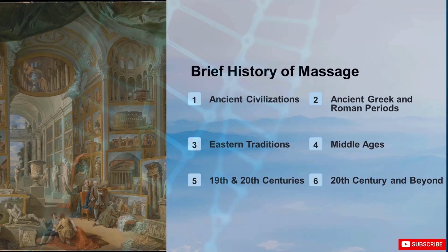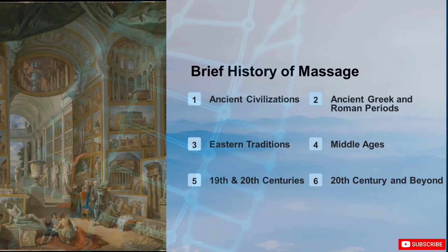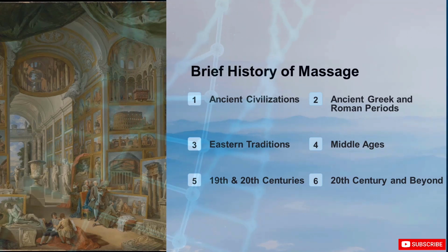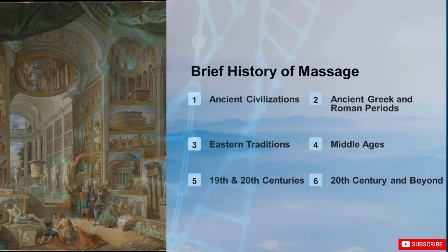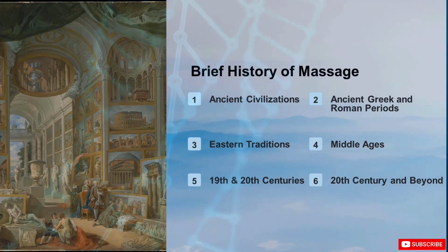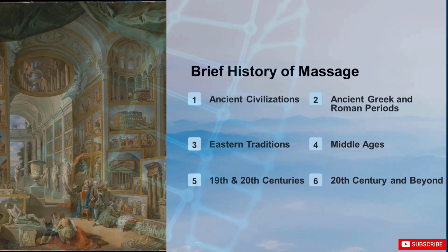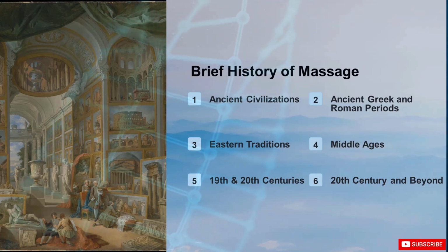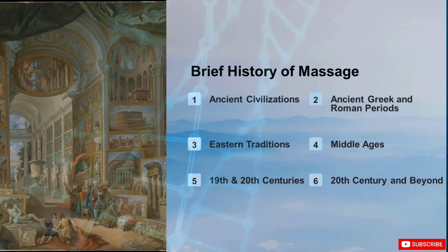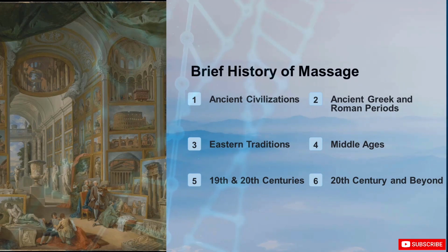6. 20th century and beyond. Massage therapy gained popularity throughout the 20th century as scientific research supported its benefits. The 1970s saw a surge in interest in complementary and alternative medicine, leading to an increased acceptance of massage in mainstream healthcare. Today, massage therapy is widely recognized as a legitimate form of complementary and alternative medicine. It is practiced in various settings, including spas, wellness centers, hospitals, and rehabilitation facilities. Additionally, professional massage organizations and regulatory bodies have been established to ensure the quality and ethical practice of massage therapy.